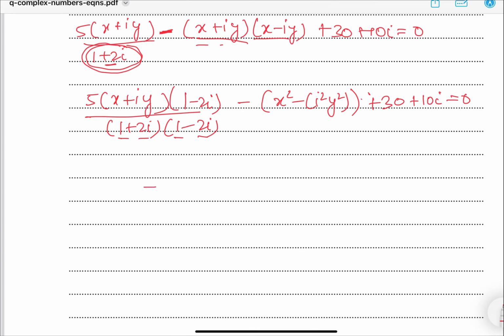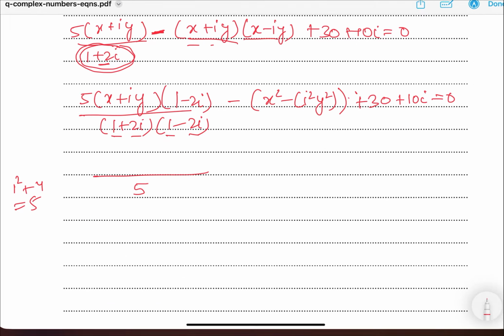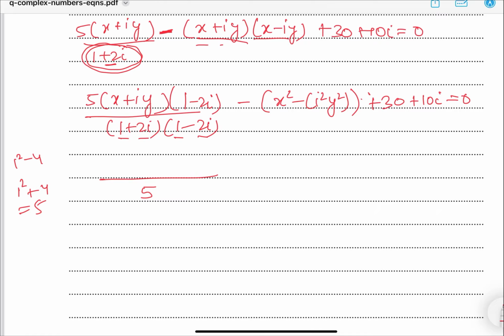This will become 5. You can solve it if you want. See, 1 square plus 4, that is 5. Sir, it should be 1 square minus 4 square. No, beta, this is 2y. What will be the square of 2y? 4 times negative 1. What is this negative 1? i square is negative 1. So this will become 5. Alright.